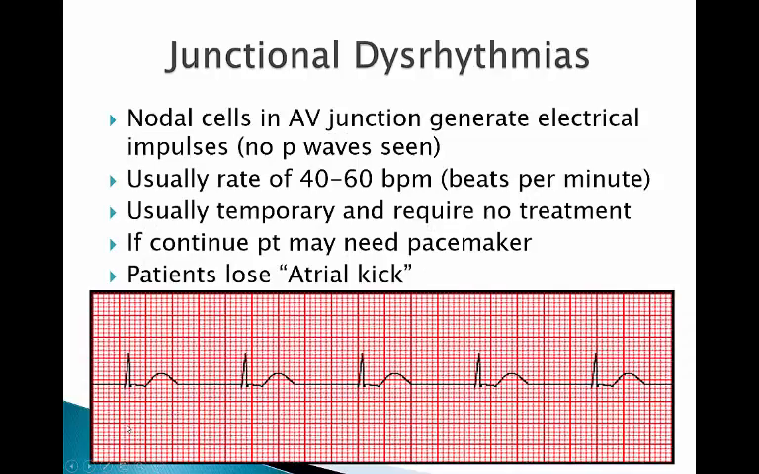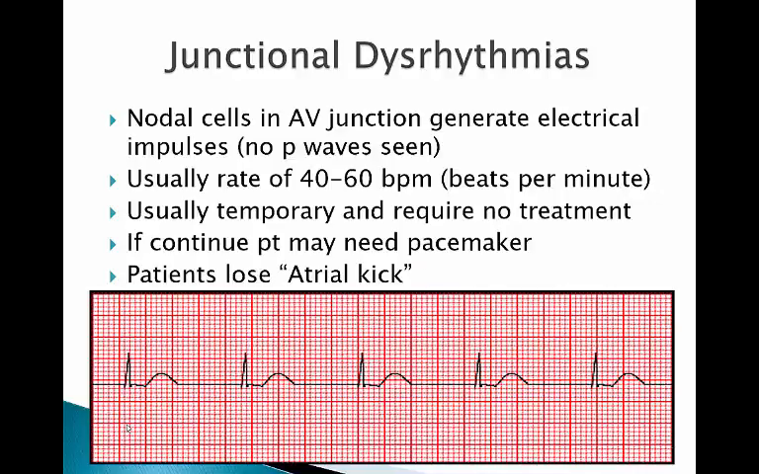Just to make mention of junctional dysrhythmias, for completion's sake: junctional dysrhythmias are a problem with the SA node. So the SA node is not firing, so the AV node needs to take over. Now the AV node is past the atria, so you will not see P waves with a junctional dysrhythmia, because the AV node is taking over. So when you have the SA node, then you're going to see P waves because that's your atrial kick, if you will.